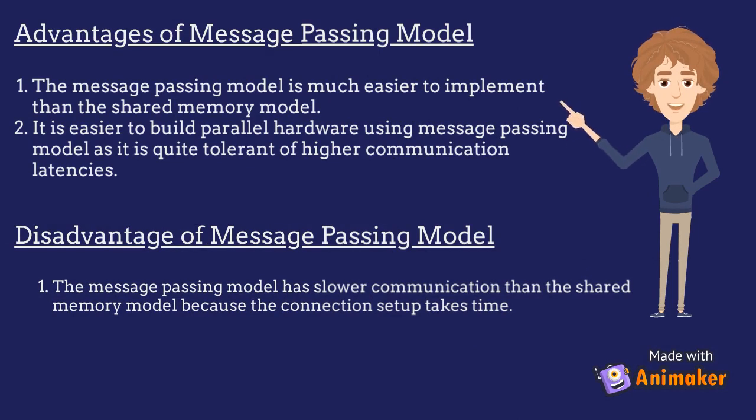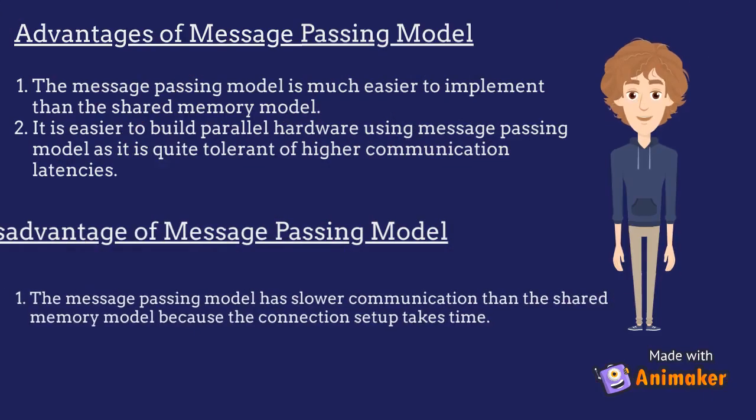The advantages are the message passing model is much easier to implement than the shared memory model. It is easier to build parallel hardware using message passing model as it is quite tolerant of higher communication latencies. And on the other hand, the disadvantages are: the message passing model has slower communication than the shared memory model because the connection setup takes time.